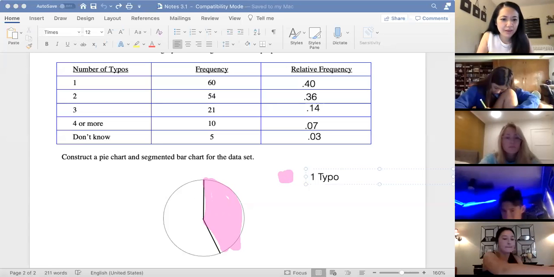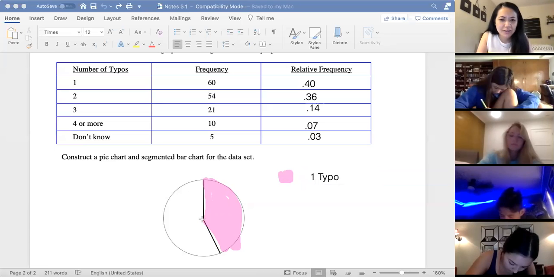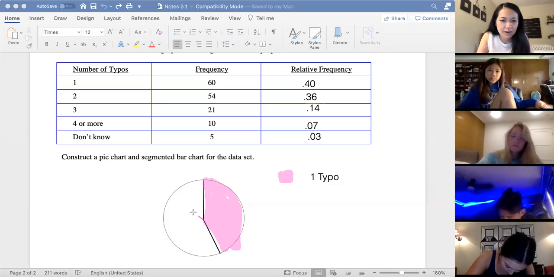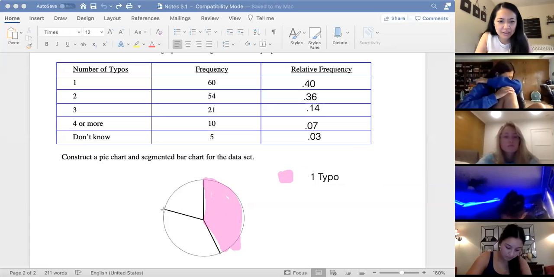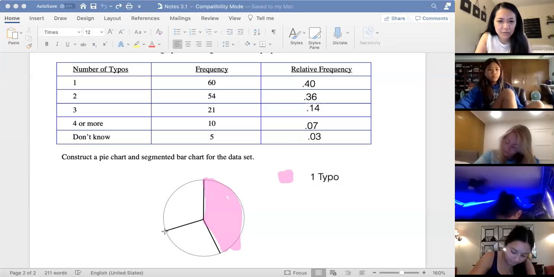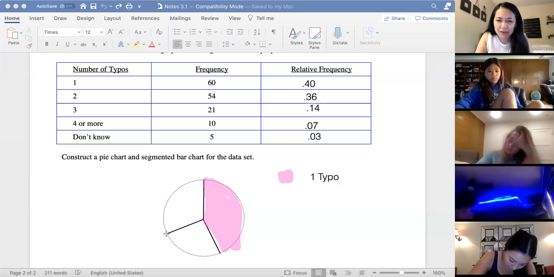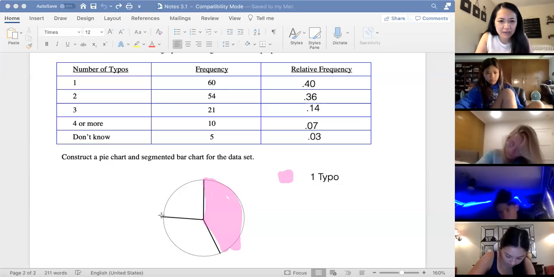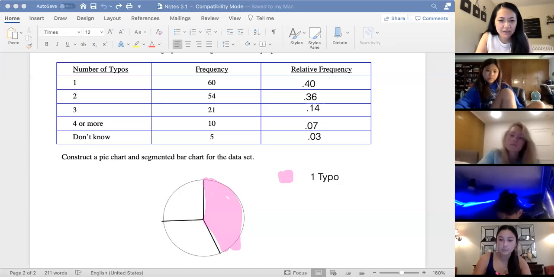Okay, and then the next one, 36. Again, pretty much the same size as this one, maybe a little bit smaller. So maybe around here. So about the same size, just a little bit smaller. And then maybe around that much, because this would be 25%, which would be a fourth, and then maybe add a 10% there. Again, we're just eyeballing.